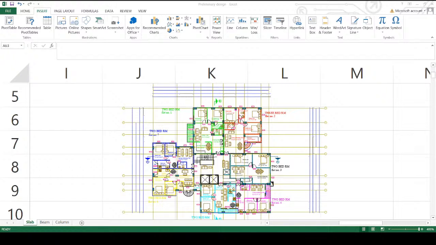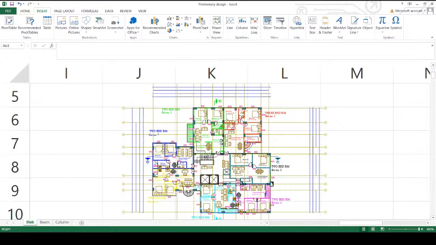In this video, I am going to discuss the preliminary design of a beam. Here I am going to design the preliminary beam size. This is our architecture drawing. In the architecture drawing, there are so many beams. Here we have to select the critical beam, that means the beam whose size is larger in length, the longer beam.